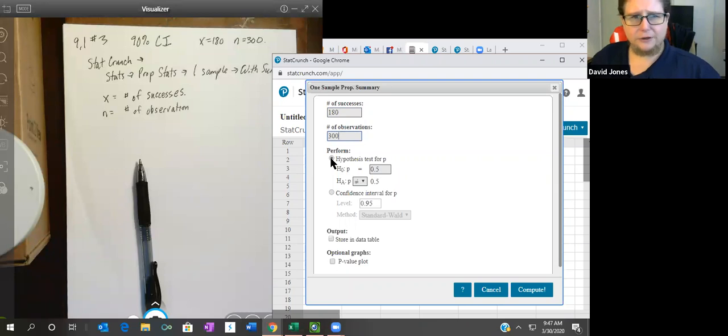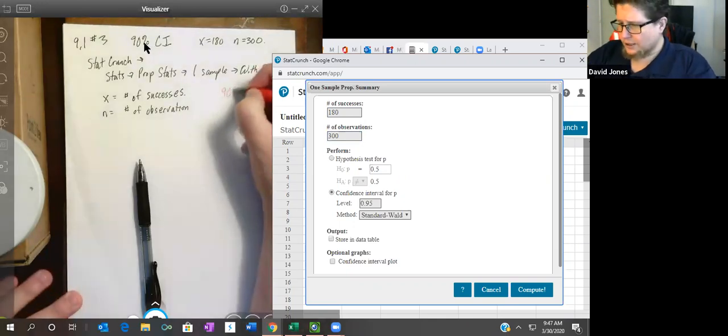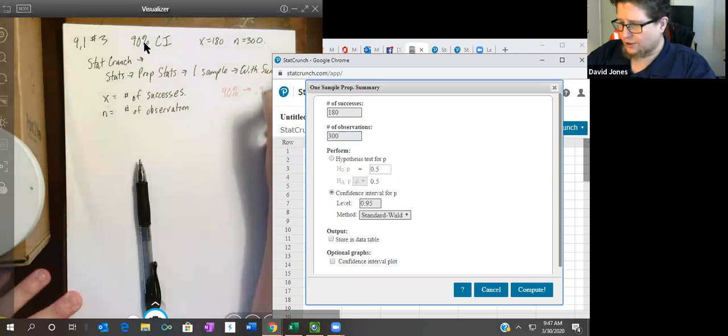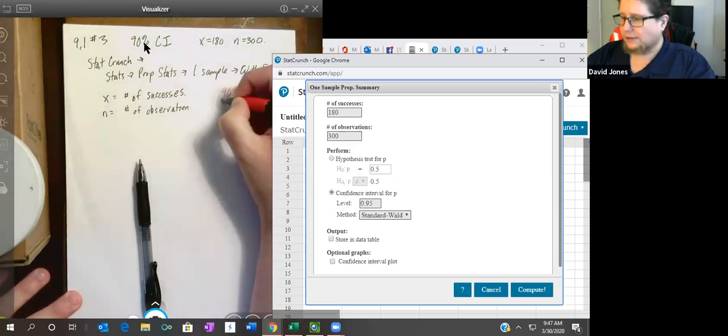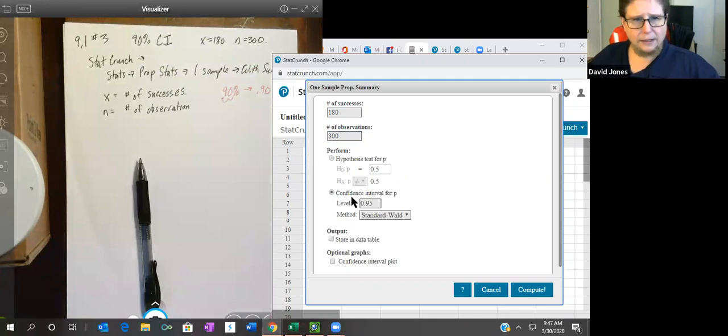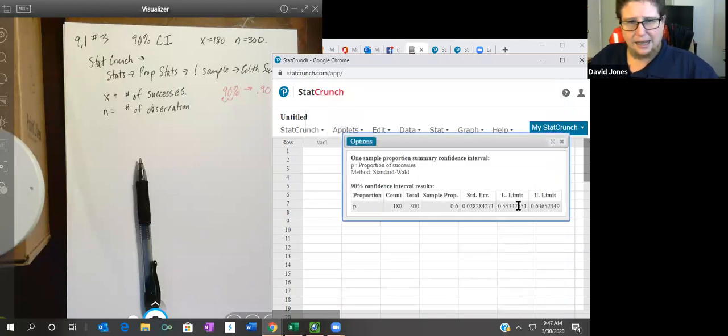Hypothesis testing we're doing in the future. For now, we're just doing confidence interval. And they asked me to do 90%. I need to convert that to a decimal. So 90% switches down to 0.90. We shift the decimal point left twice. You want to leave it on standard Wald. Switching to the other one is not an introductory level stats concept. We're going to click it, and they give us the lower limit and upper limit.